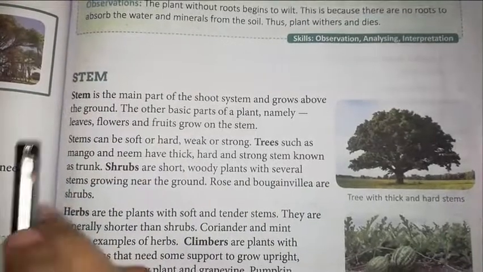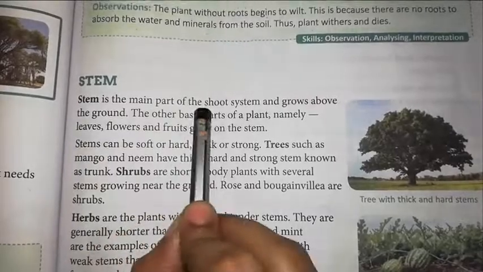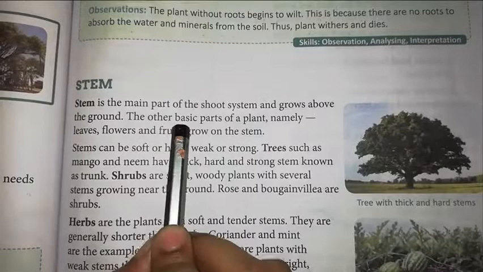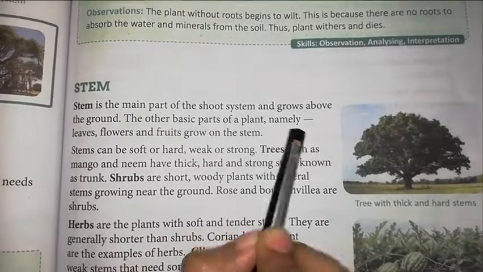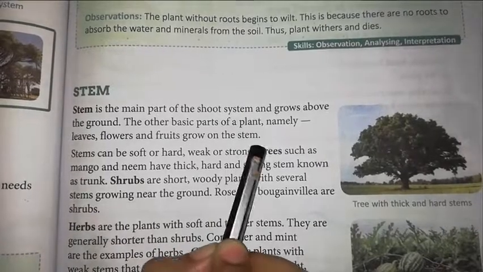Today we will study about stem. Stem is the main part of the shoot system and grows above the ground. The other basic parts of a plant, namely leaves, flowers and fruits, grow on the stem.